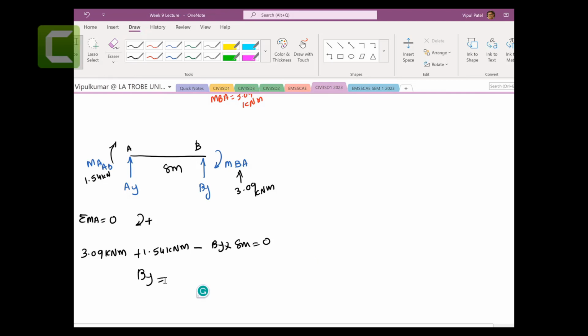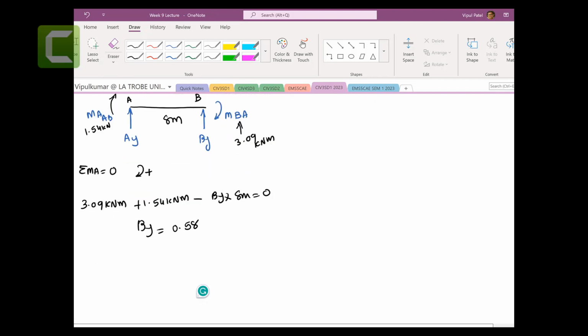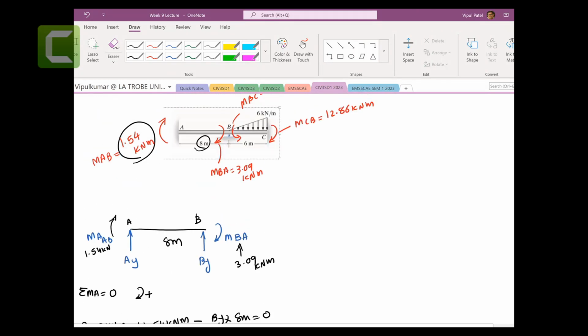3.09 plus 1.54 divided by 8. You got 0.58. Then if you do sum of the forces in the y direction, AY going up plus BY going up equal to 0. AY plus 0.58 equal to 0. So AY equals minus 0.58. This one is done. You can do these ones.